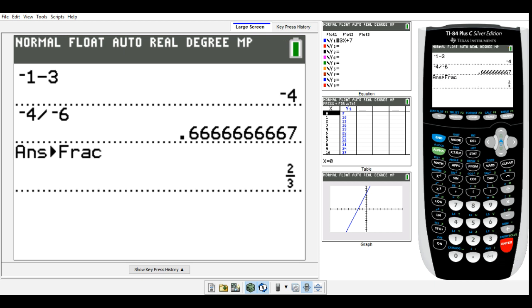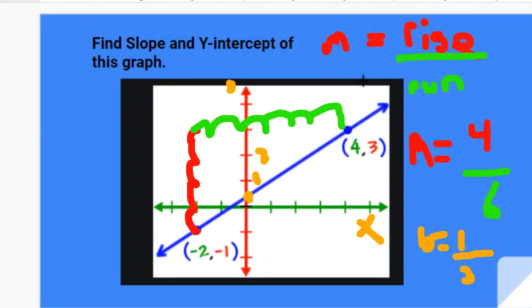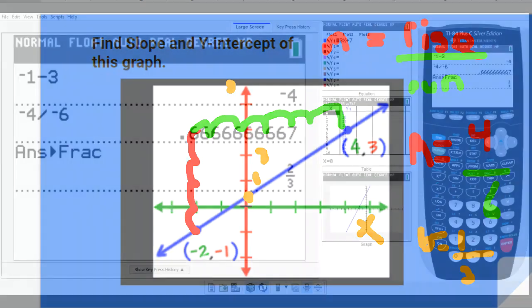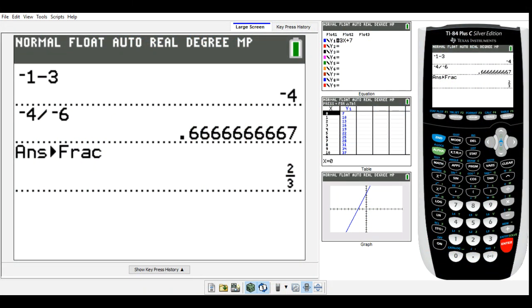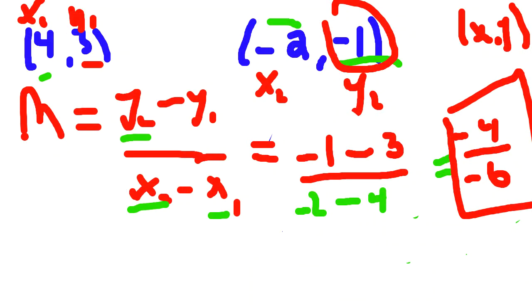Sorry for the mess up. But if you know your answer from this, it can help you dictate what you type in the calculator. You're like, no, I probably messed up or did something. So that's a way to check your work.